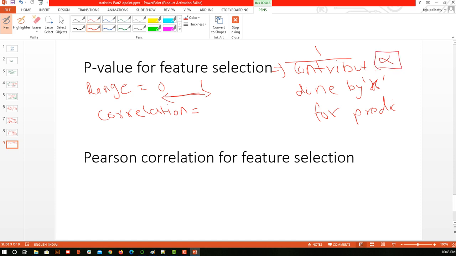So I can write here: inversely proportional to how much a property or attribute is contributing to the prediction. The less the p-value is, the more beneficial it is. The less value of p-value means the more is the contribution. The more is the denominator, the less is the p-value. So if it is 0, it is completely contributing to y, and if it is 1, it is not contributing at all.